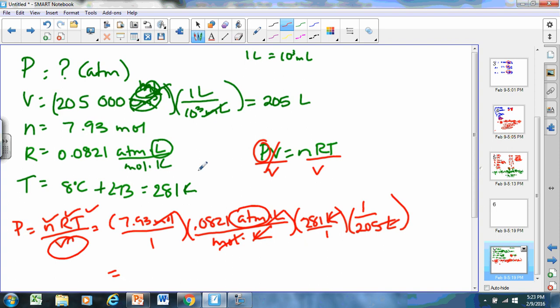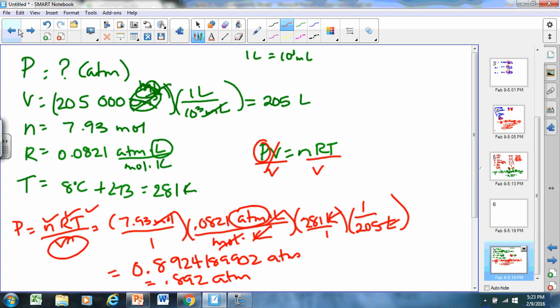My calculator says that this is 0.89241899 atmospheres. But this has 3 sig figs, this has 3 sig figs, this has 3 sig figs, this has 3 sig figs. Best answer, 0.892 atmospheres.